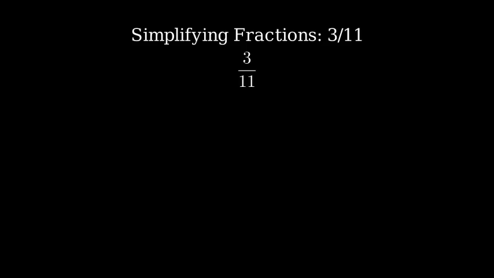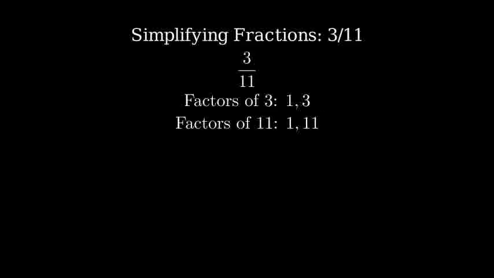To simplify a fraction, we find the greatest common factor of both the numerator and the denominator. Let's start by listing the factors of both 3 and 11. The factors of 3 are 1 and 3 because 3 is a prime number. A prime number is a number that has only two factors, 1 and itself. The factors of 11 are 1 and 11 because 11 is also a prime number.